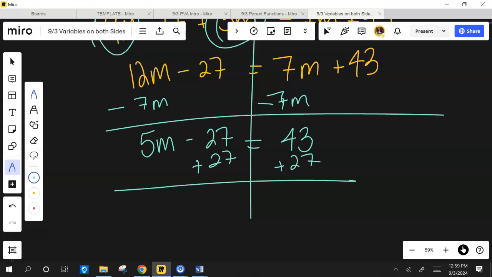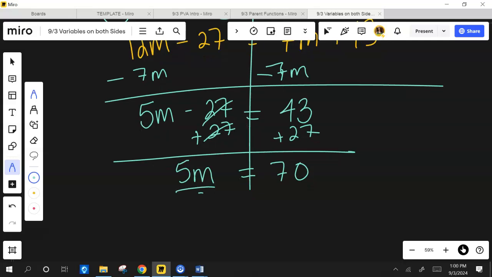The left side, what do I have on the left side, Smee? Just what? What's it equal? Divide 5 on both sides. That's exactly right.